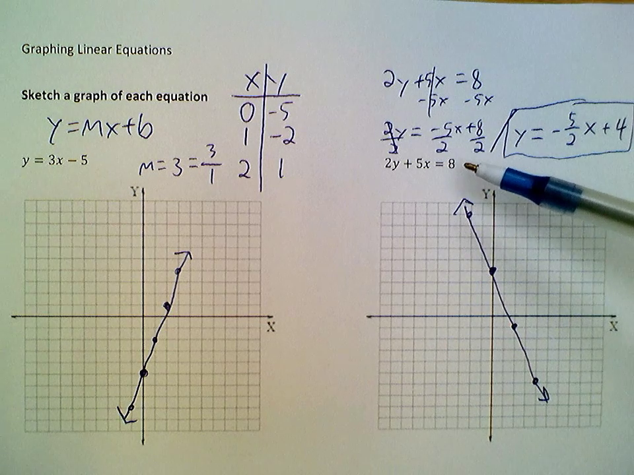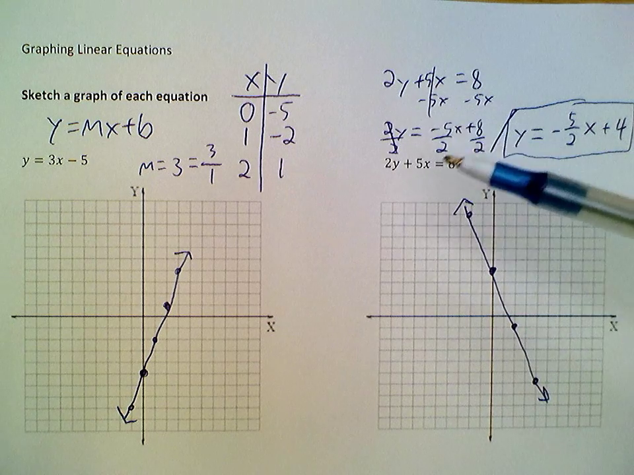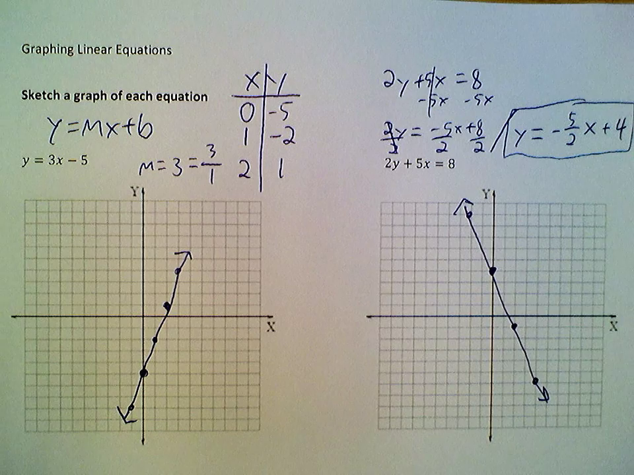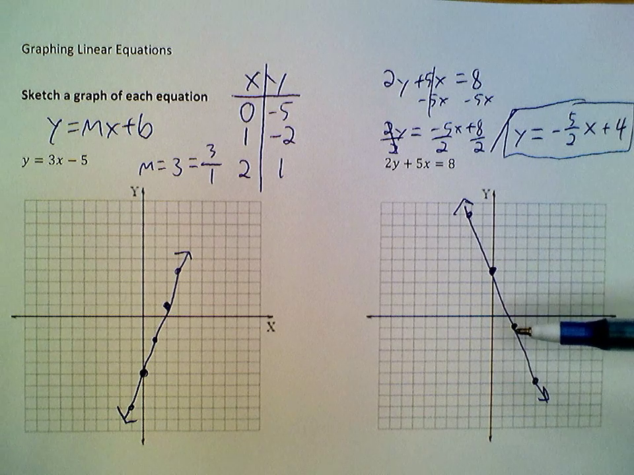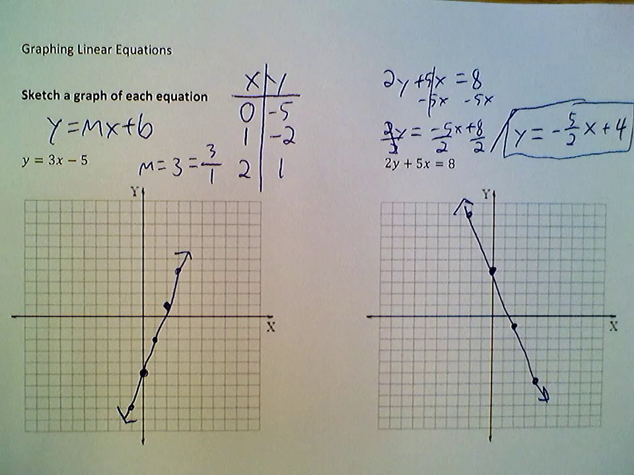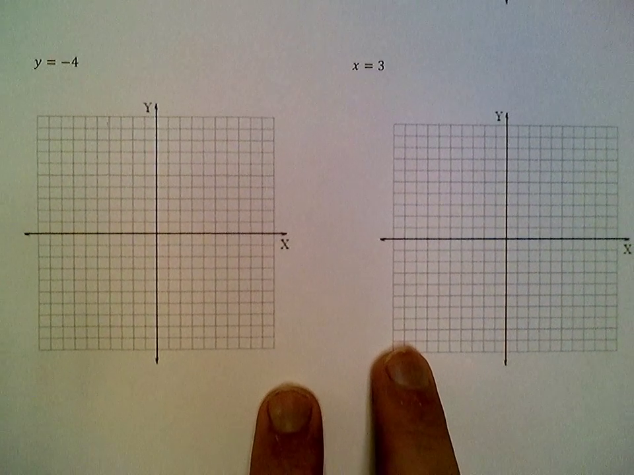So if you wanted to, you could have also made an XY table. Just keep in mind, depending on the points you pick, you might get some fractions or decimals, which is fine. You could still graph them, but it might not be as convenient. So the quickest way probably is just to put it in slope-intercept form, but it's up to you.